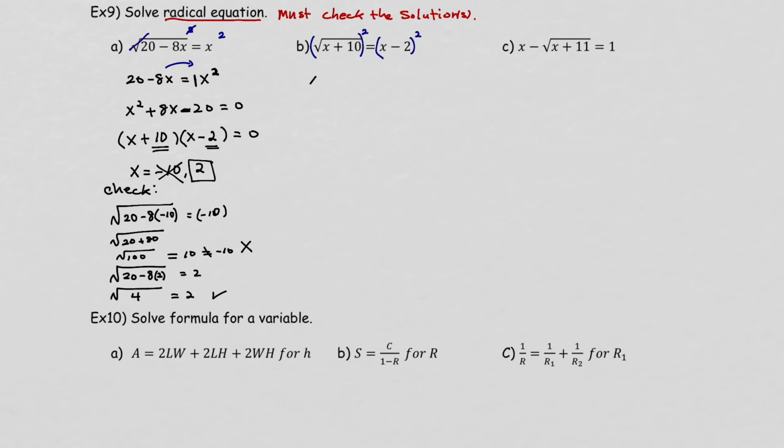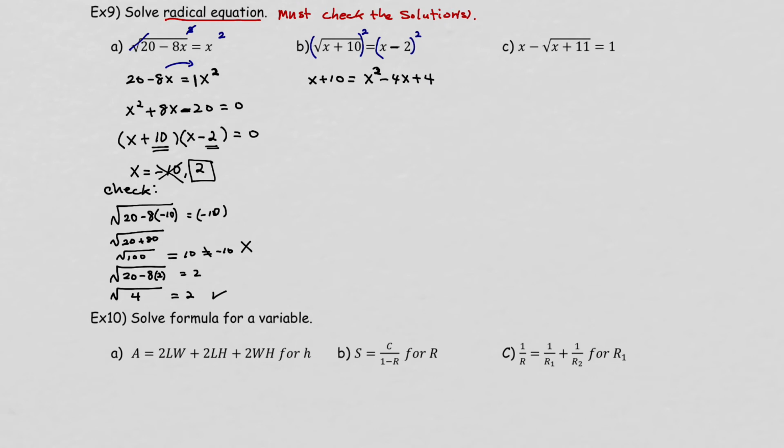Then I will get x plus 10 on the left side. Right side, I will get (x minus 2) squared, where you need to do FOIL. Make sure you don't distribute the square, right? You cannot distribute when you have addition or subtraction on a base. So when you do FOIL, you get x squared minus 4x plus 4.